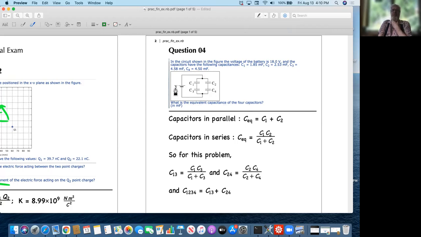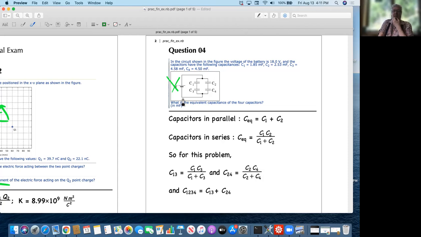Well, to answer that question, you don't need to know the voltage. The voltage is sort of irrelevant. Now, you remember, and this should be written on your help sheet, the equation for capacitors in parallel, the equivalent capacitance is just C1 plus C2. And the equation for capacitors in series, C is C1 C2 over C1 plus C2. Or you could say 1 over the equivalent capacitance is 1 over C1 plus 1 over C2.